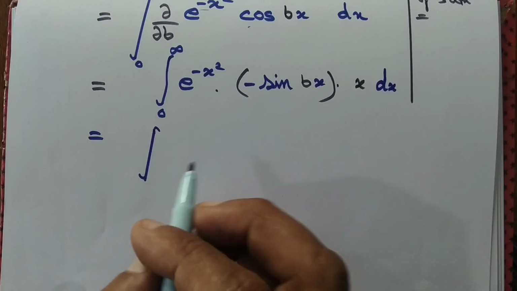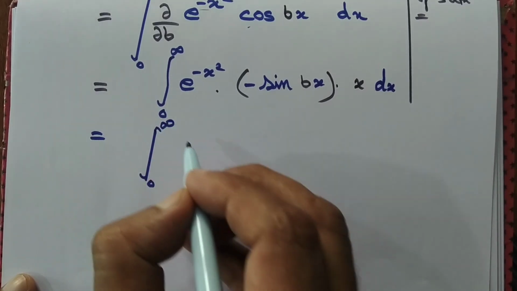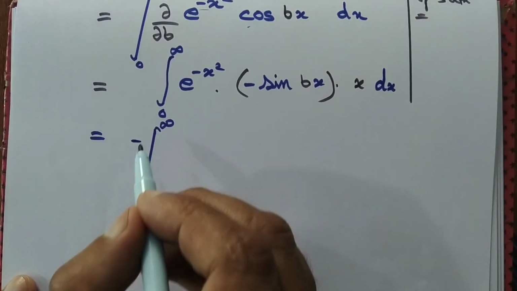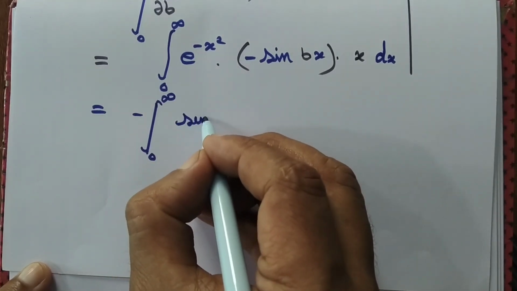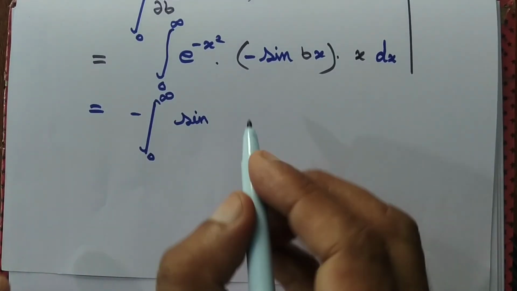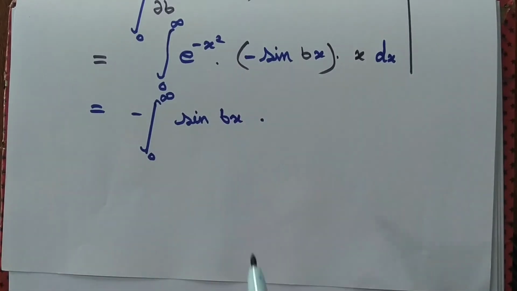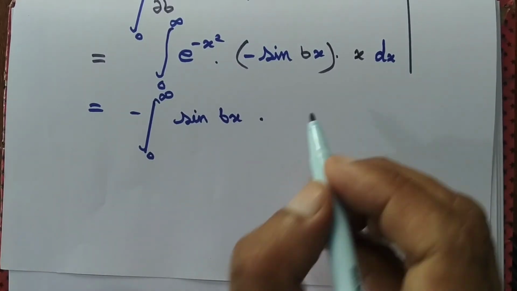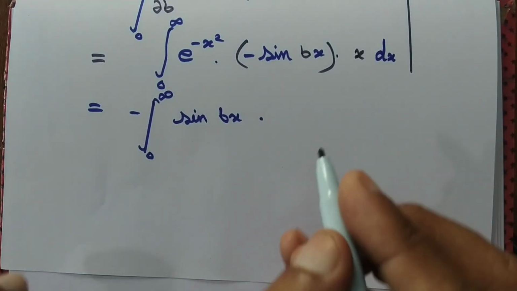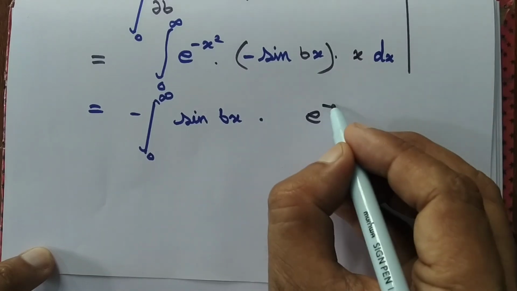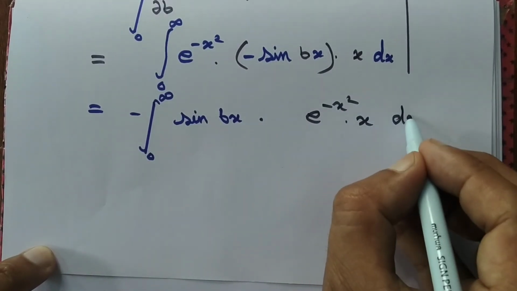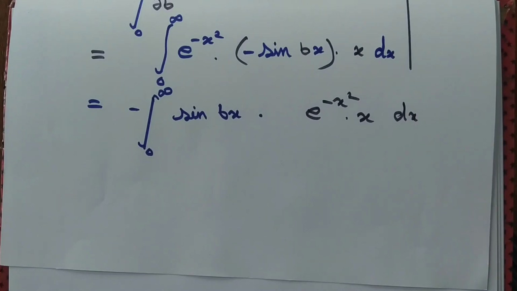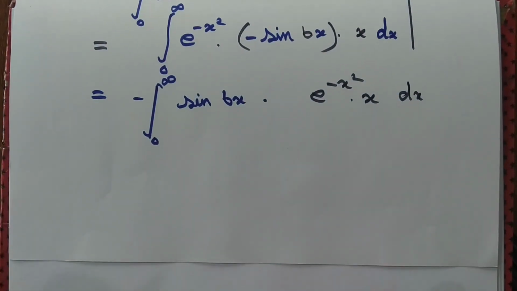Let's rewrite this expression as minus, we can write it outside of the integral, so minus integral of sine of bx, and then e to the power minus x square, and x separately. Now we apply the integration by parts formula.